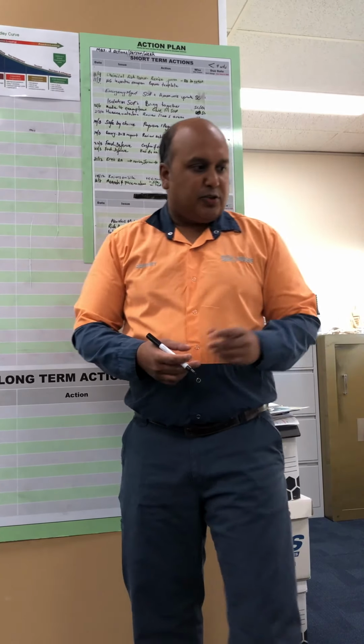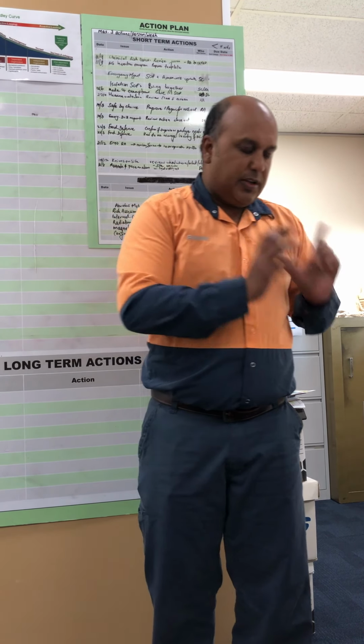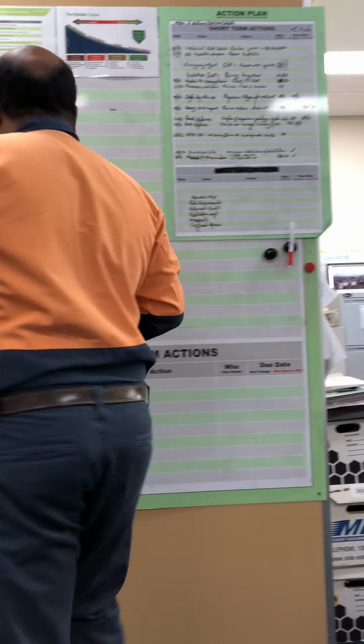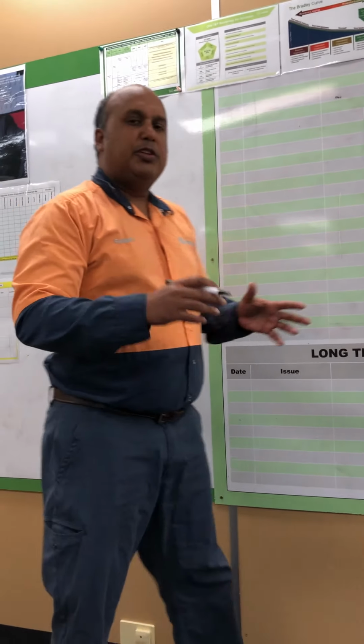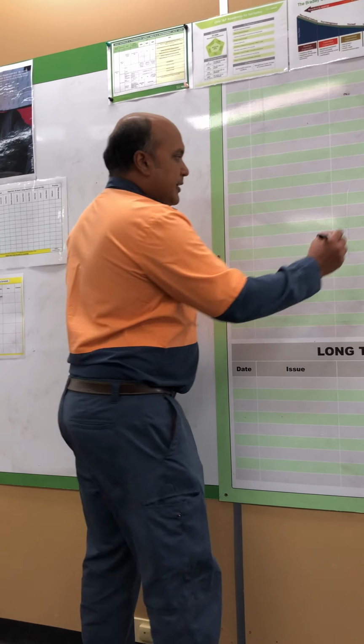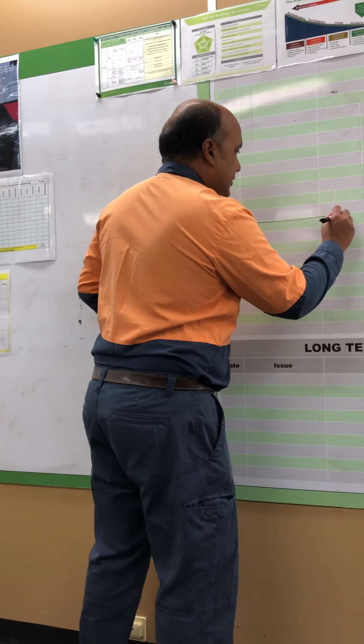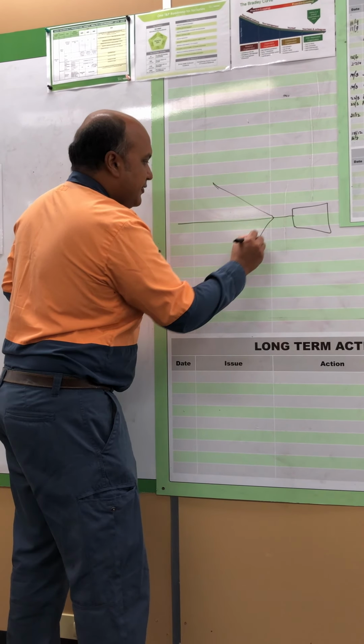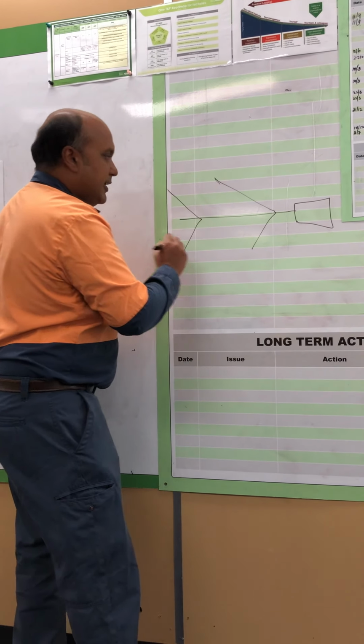Okay, so we've gone over the incident investigation process, and in there is the requirement for root cause analysis, using the fishbone. So we'll have a look at how this fishbone actually works. This is where we do the root cause analysis. It looks pretty much like a fishbone.